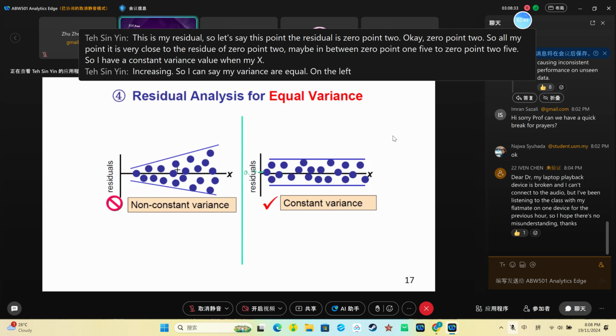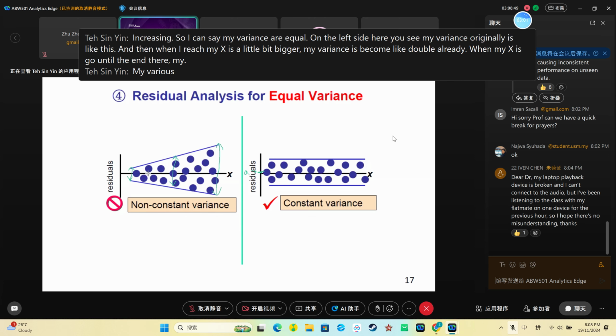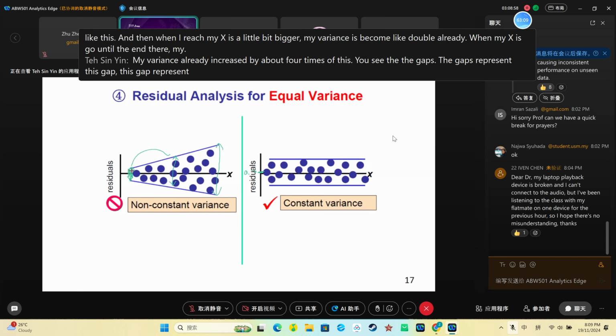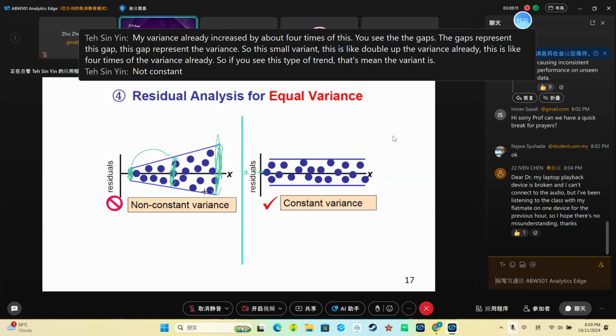On the left side here, you see, my variance originally is like this. And then when my x is a little bit bigger, my variance has become double already. When my x goes until the end there, my variance has already increased about 4 times of this. You see the gaps. This gap represents the variance. So this small variance, this is like double the variance already. This is like 4 times the variance already. So if you see this type of trend, that means the variance is not constant. Okay, the variance is not constant.